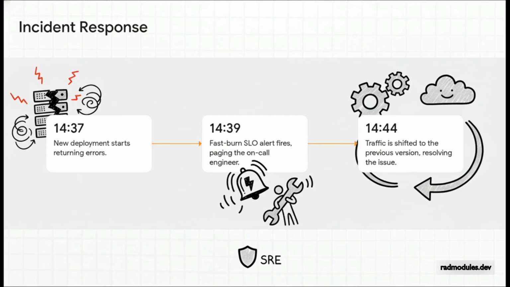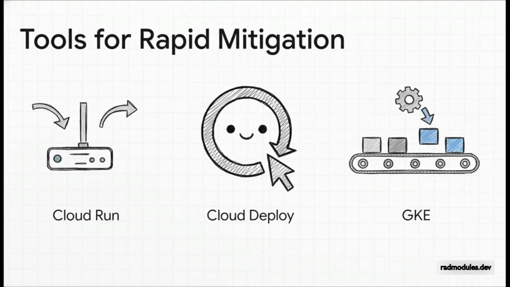That's incredible. So for the exam, you need to remember that Google Cloud gives you a whole bunch of tools for these super fast rollbacks. In Cloud Run, you can instantly split traffic between different versions. If you're using Cloud Deploy, you get one-click rollbacks for your whole delivery pipeline. And with GKE, you have native commands like kubectl rollout undo. Knowing which tool to grab for the job is really key.